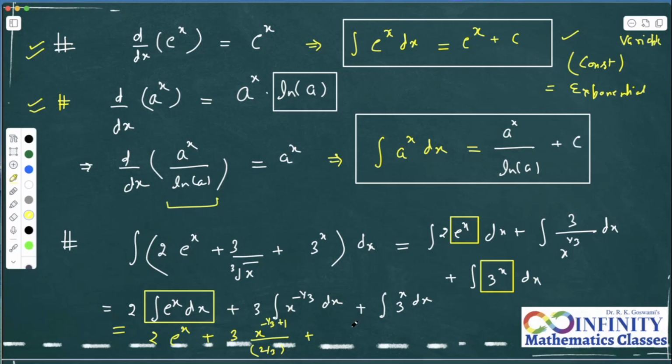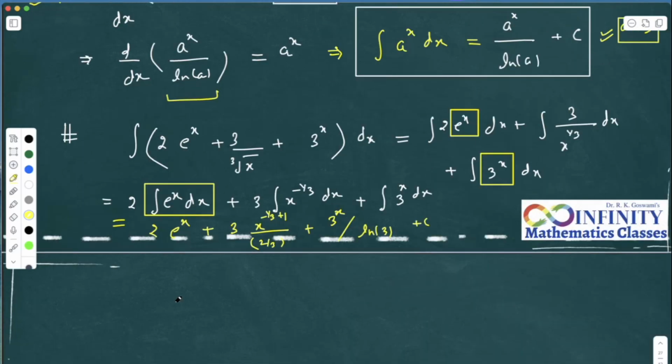3 power x. What should be the integration there? I'm not sure. Use this rule. See, a is 3 for you here. That is why I told you, a is 3 for you. Okay, so it is 3 power x over ln 3, log natural 3, plus constant of integration.